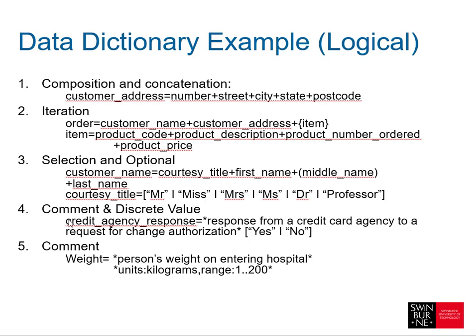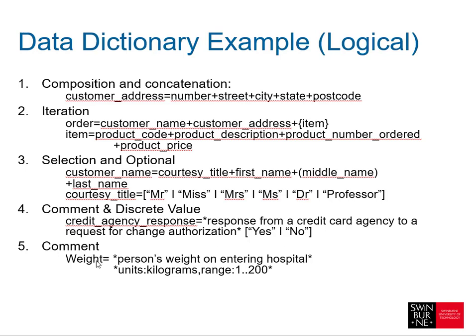Fourth example, comment and discrete value again. So credit agency response data flow equals, and then I have given the comment. Because what do you mean by this? Sometimes it is a bit confusing for developers to understand it, so we can give comments using the asterisks. This is the response from the credit card agency to a request for a charge authorization, right? That actually consists of a kind of selection, yes or no.